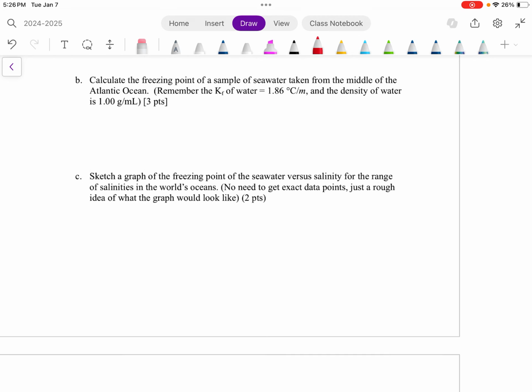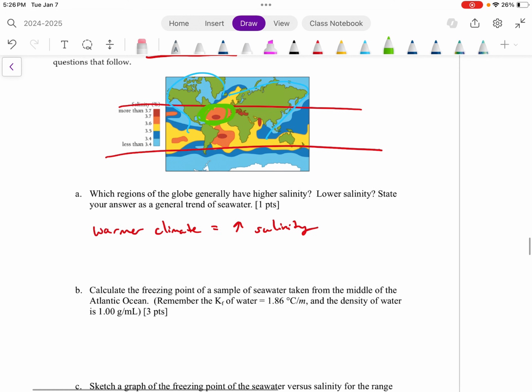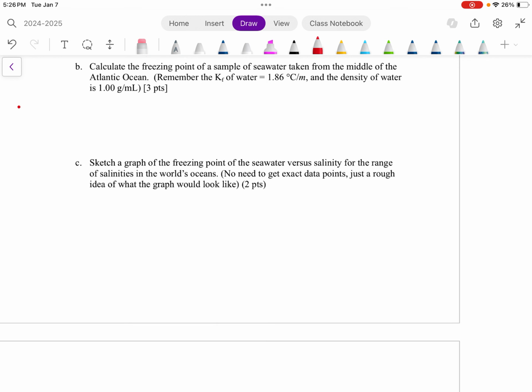Calculate the freezing point at the middle of the Atlantic Ocean. A couple issues with the middle of the Atlantic Ocean here that some of you guys had. So we were looking for that dark red spot right in the middle of the Atlantic. So like 3.7 was really the target there. So if it's 3.7% salt, that means that 3.7 out of 100 grams is salt.